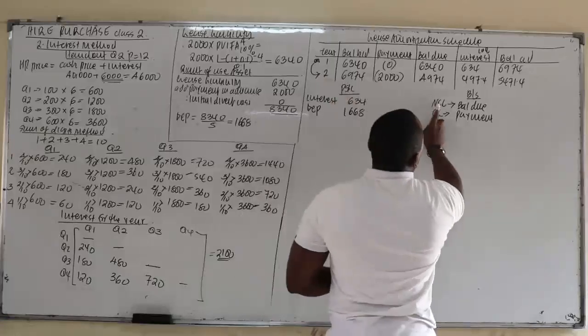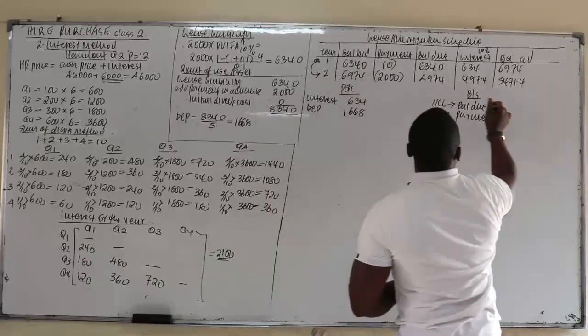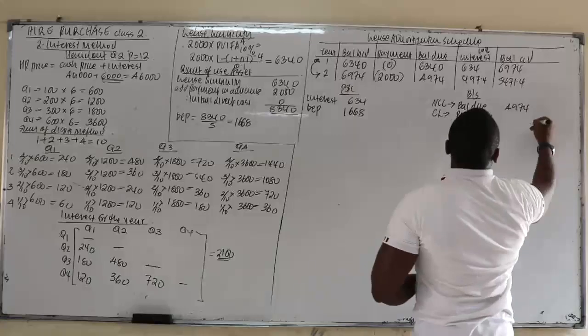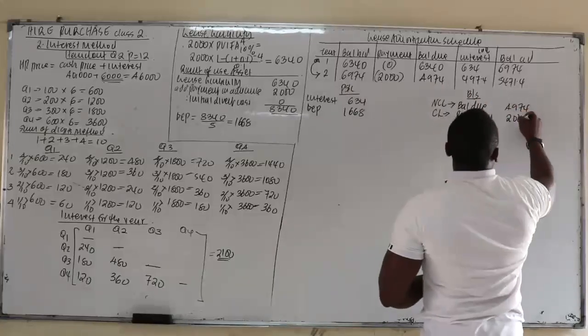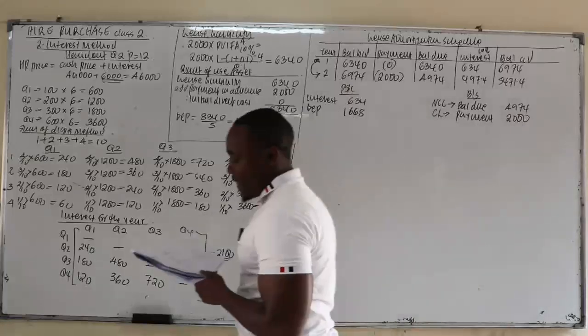So the current liability, you take the balance due, and the balance due will be 4974. Then to the current liability, you take the payment, an amount of 2,000.